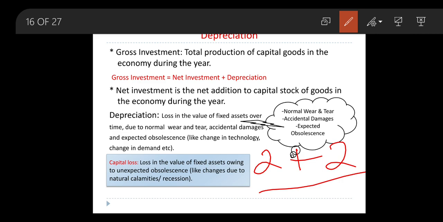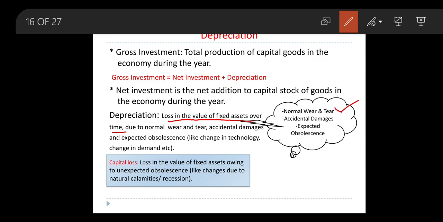And depreciation, what is depreciation? The loss in the value of fixed assets over time. There are three reasons for causing losses in the value of fixed assets. Number one, normal wear and tear. When we use a machine for a long period of time, like 10 years, 20 years, the machine will become old and worn out and will become unusable, right? So if a machine is old and unusable, we have to discard it and replace it with a new one. But this also causes loss in the value of fixed assets.